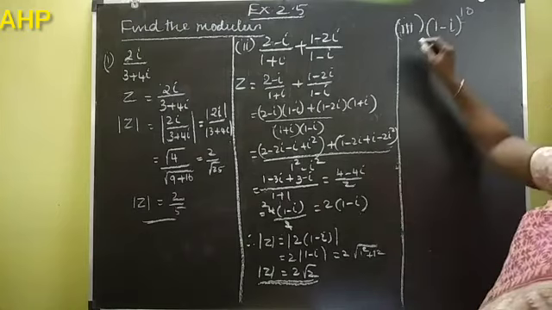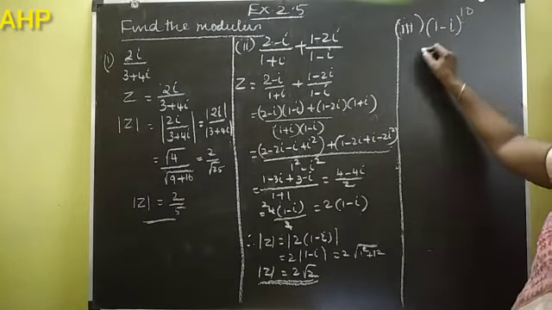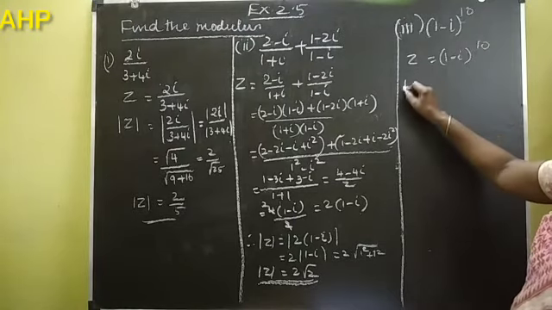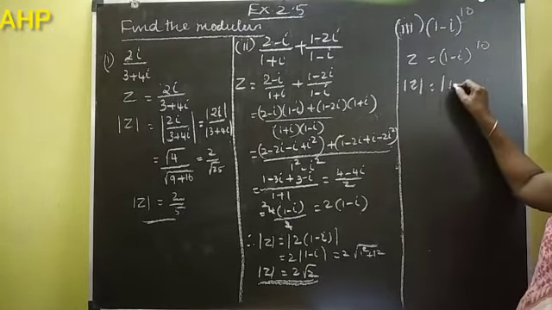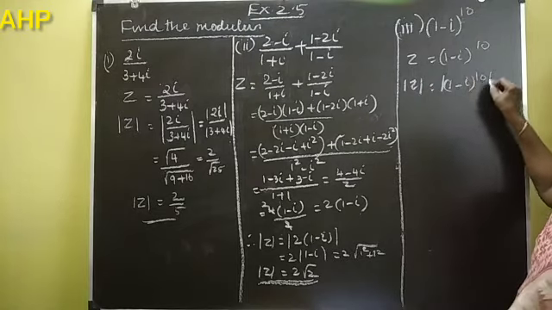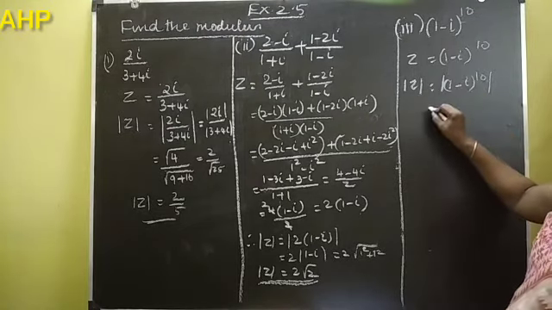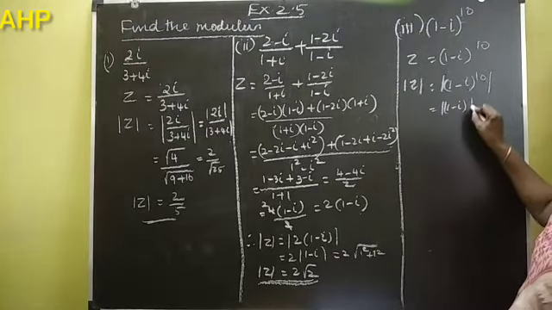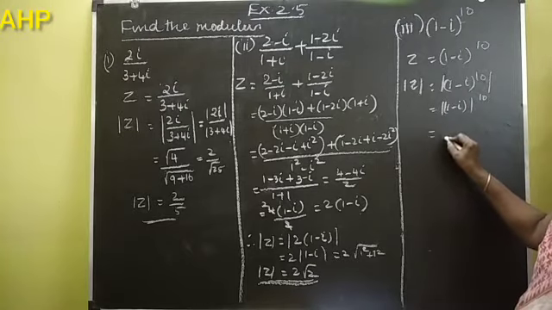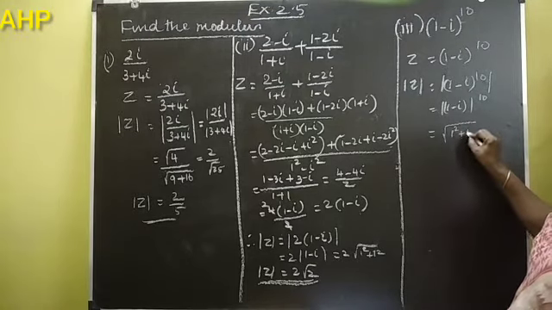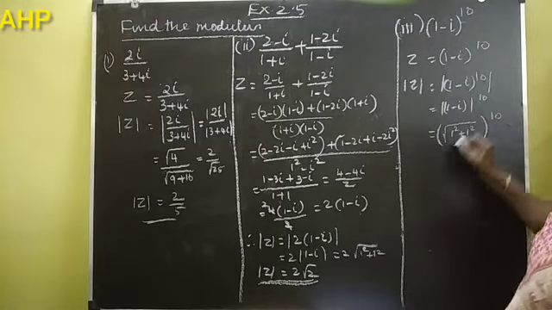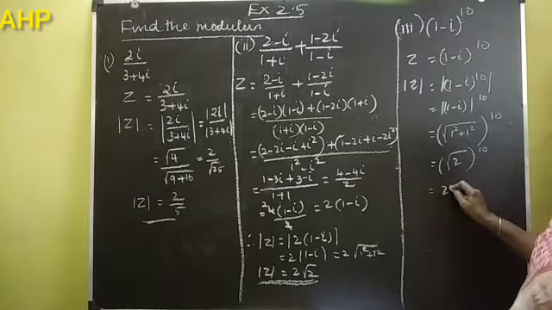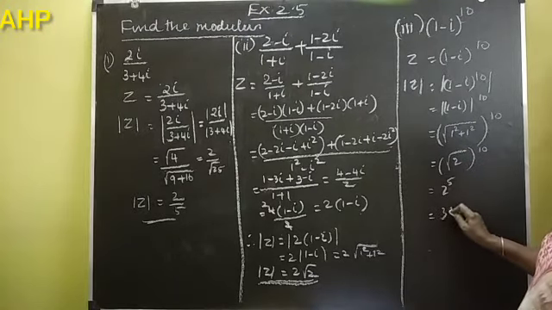The next question is 1 minus i the whole power 10. Let us take z is equal to 1 minus i the whole power 10. Therefore, modulus z is equal to modulus 1 minus i the whole power 10. Now, by the property, we can take the power outside. Modulus 1 minus i is root of 1 square plus 1 square, the whole power 10. So this is equal to root 2 power 10. That is equal to 2 power 5. This is equal to 32.